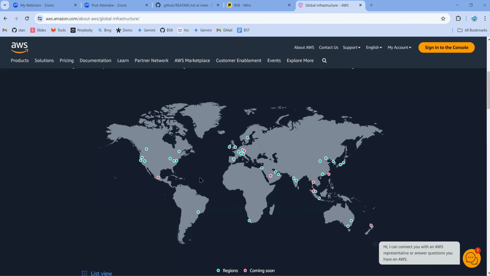So you can create your infrastructure in any of the places of your choice. That doesn't mean two servers you will create in India, two servers you will create in the States, two servers you will create in Africa. No, it's not like that.